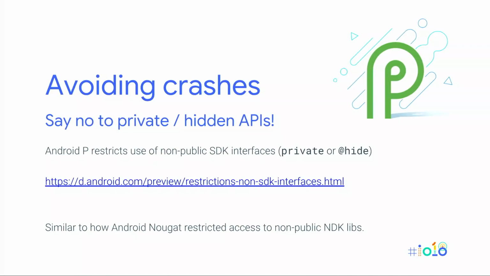But in order to enforce that and to actually help you make your apps crash less in case these APIs change, we are introducing restrictions in Android P Developer Preview, which means basically you have to stop using private and hidden APIs in your apps. And we did a similar thing in Android Nougat with the NDK, where we said you can no longer access libraries that exist on the system partition if they're not exposed by public NDK APIs. So please, if you can, migrate from private APIs to public APIs that are documented and guaranteed to work to make your apps safer.